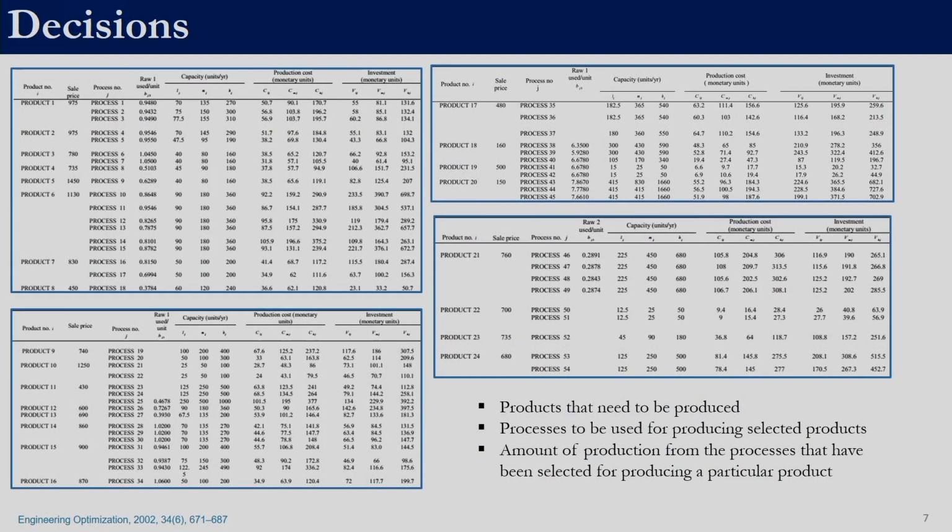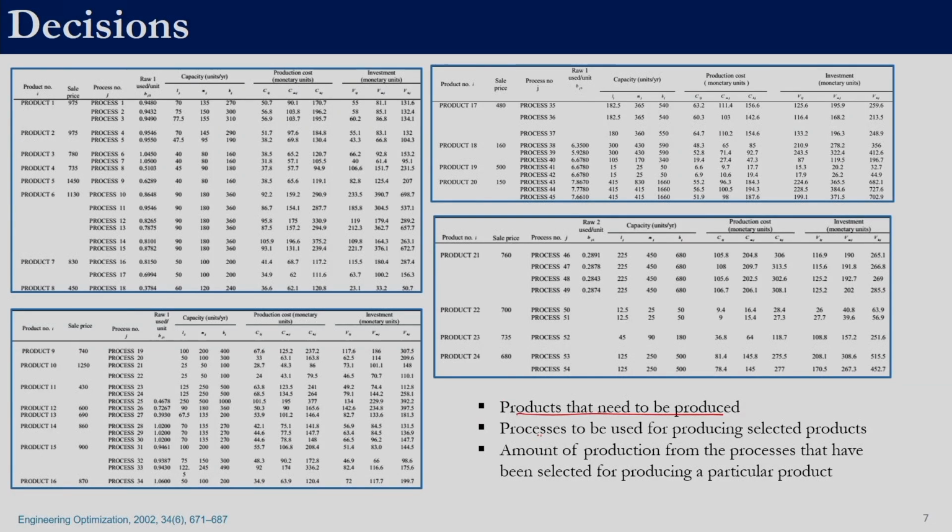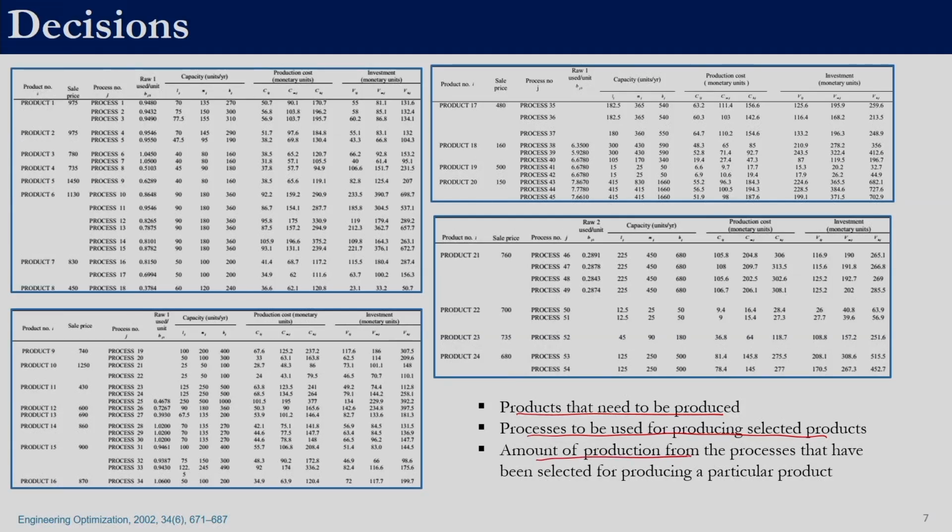Over here we now need to decide what products need to be produced. We have the choice to produce the product, and that is why it is an optimization problem. We need to decide what products we are going to produce, and for each product that we decide to produce, we need to select the process also. As you have seen, some of the products have more than one process which can produce them. So we need to select the process, and we also need to decide how much quantity we are going to produce, the amount of production from the processes that have been selected. Products have to be selected, processes have to be selected, and then we also need to select the amount of production.